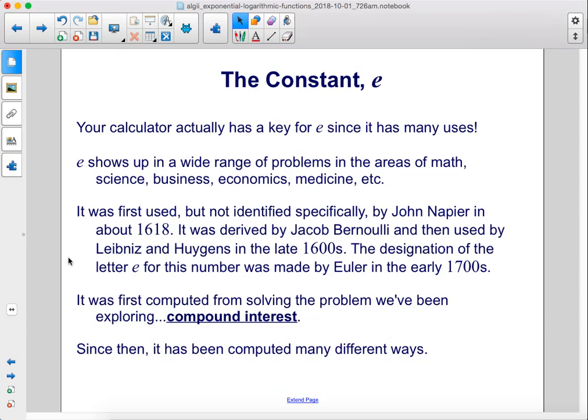Your calculator actually has a key for e since it has many uses. E shows up in a wide range of problems in the areas of math, science, business, economics, medicine, etc.